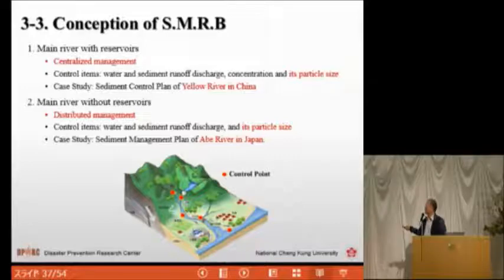About the concept of sediment management at river basin scale, there are two cases, one from China, one from Japan. In China, I call it centralized management, because it has a very big reservoir for sediment control. The case study is the Yellow River sediment control plan. The other one is, if the basin doesn't have a big enough reservoir for sediment control, then you can control the tributary sediment runoff in order to control the main channel riverbed variation, such as the case in Japan, Abekawa. They do some tributary sediment control in order to control the main channel riverbed process.